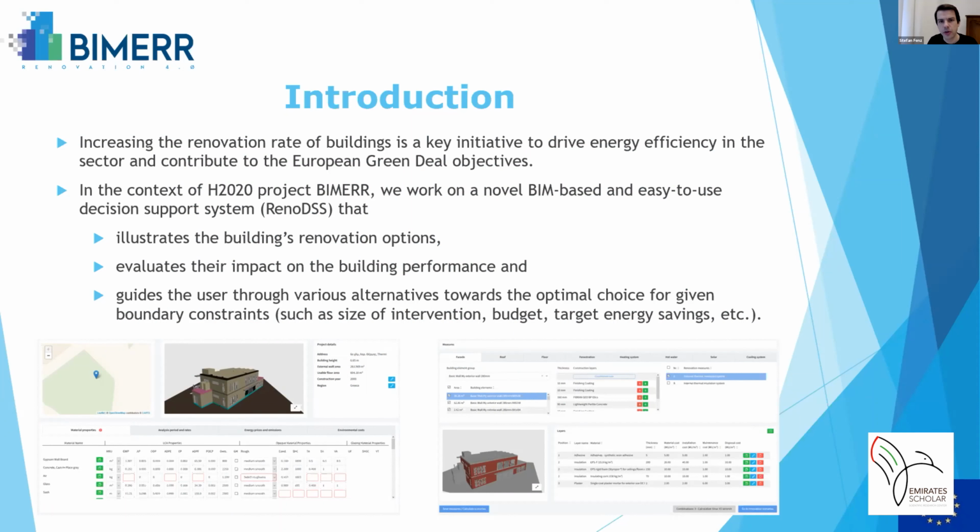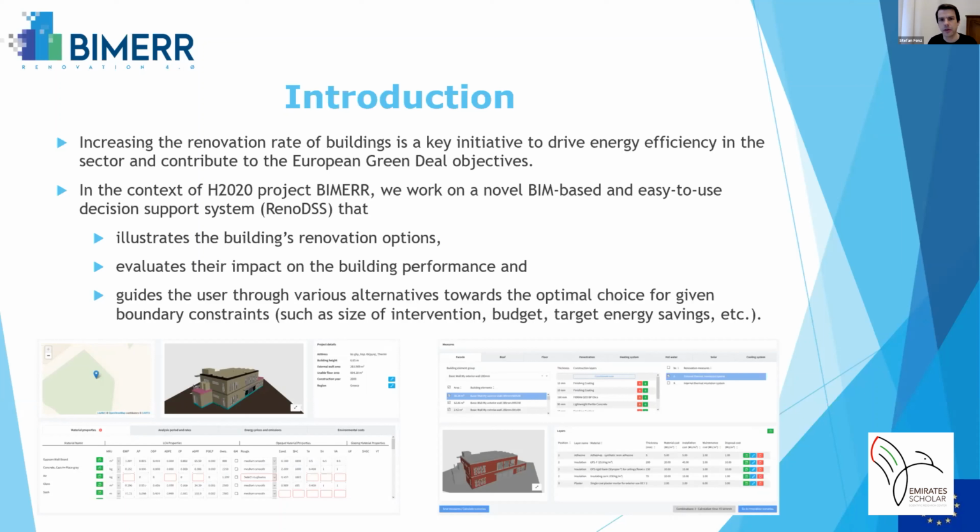in a certain way compatible to our system, in order to illustrate different building renovation options, evaluate their impact on the building performance, so calculate KPIs for each of these options, and guide the user through the different options of renovation scenarios. So if it's better to build 20 centimeters insulation on the outside wall and change the heating system, or if it's better to insulate the roof and change the windows, or different measures.